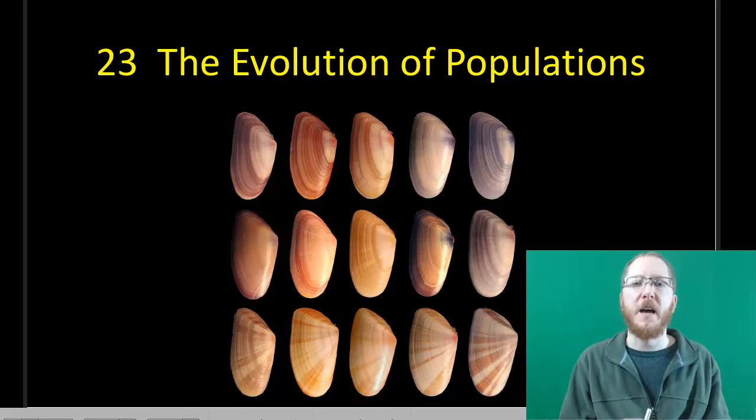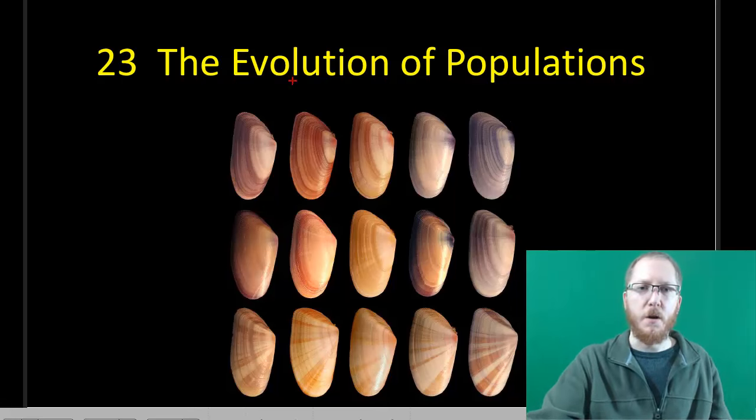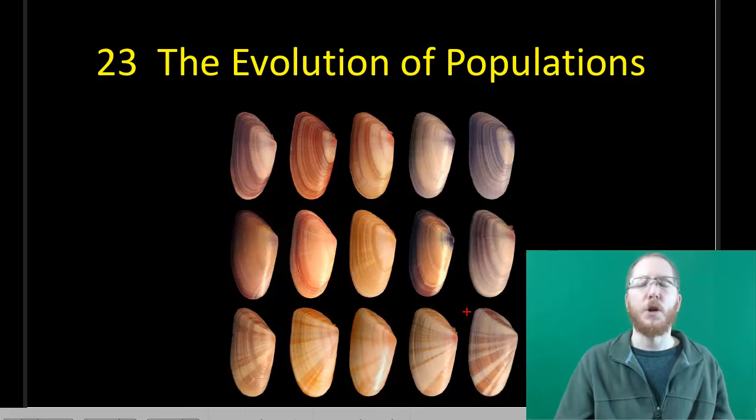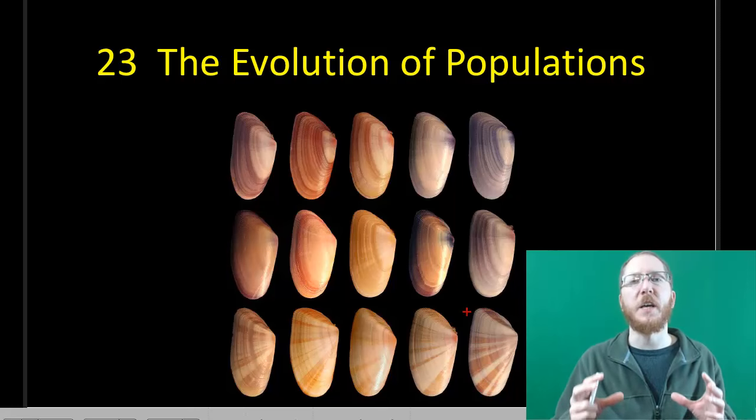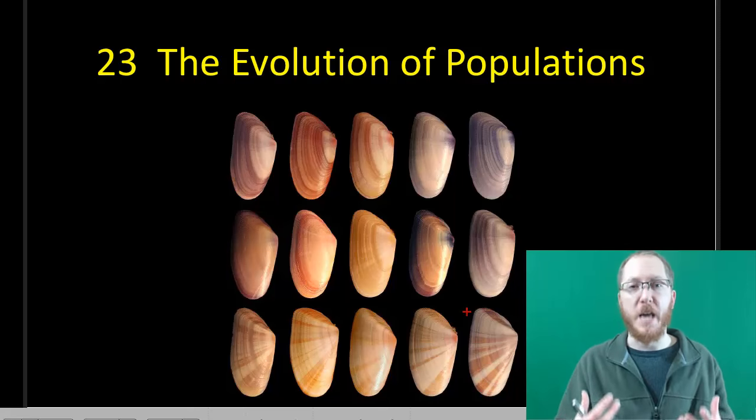So this is going to focus on the differences that we see, such as in the picture here. We can see that these are all the same basic type of clam, but there are variations in terms of their shell design and color. And we're going to look at how we can track these variations amongst the individuals of a population using genetics.